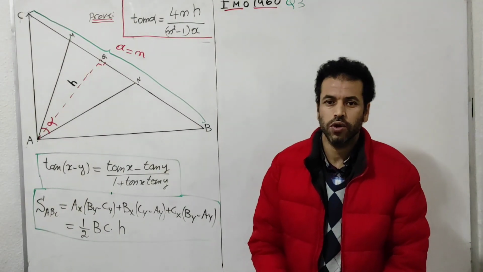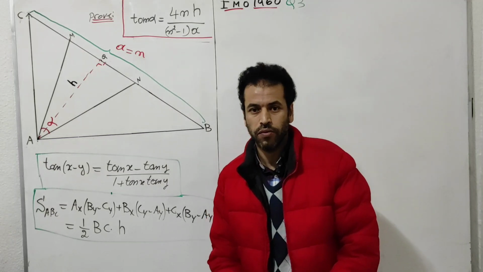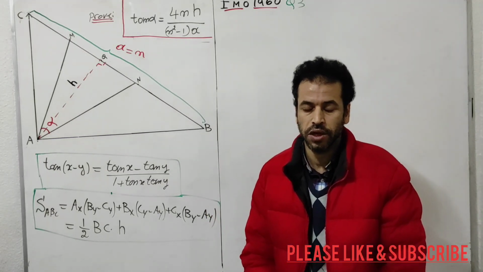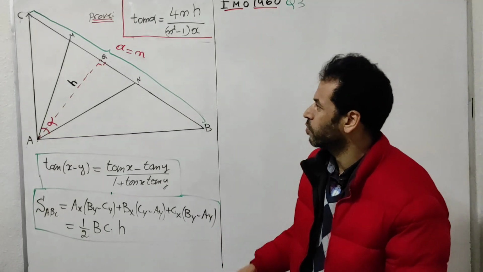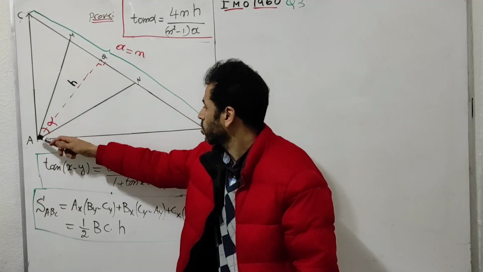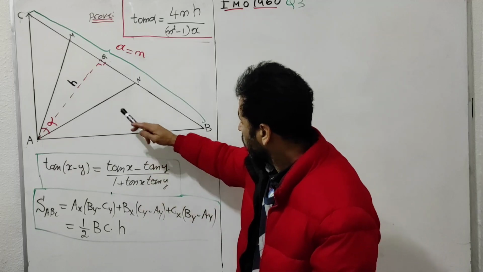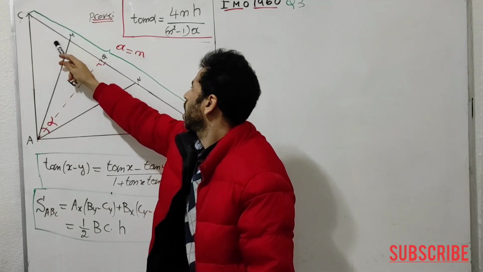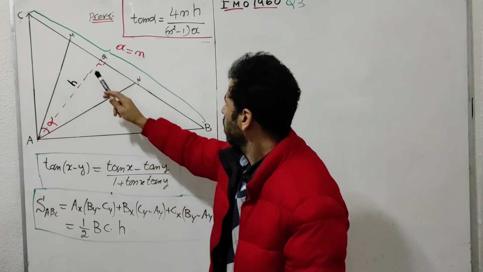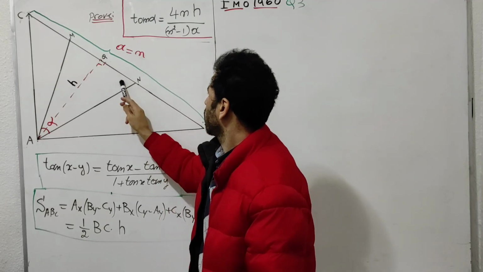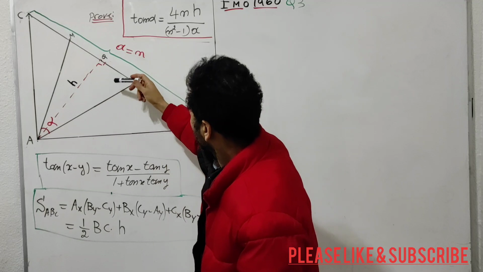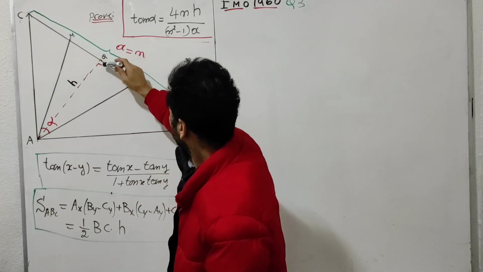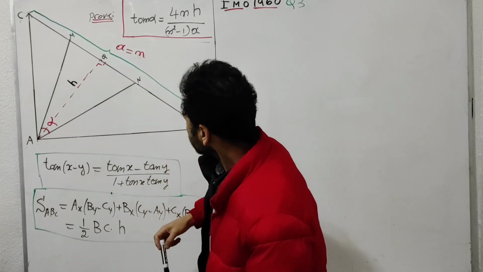Hi, in today's video I would like to introduce you to a very nice problem of the International Mathematical Olympiad edition 1960, question number 3. Here is the following figure. ABC is a right triangle, and the segment BC is divided into n equal parts. MN is one of those parts. We have the midpoint of segment BC, let's call it the point Q.